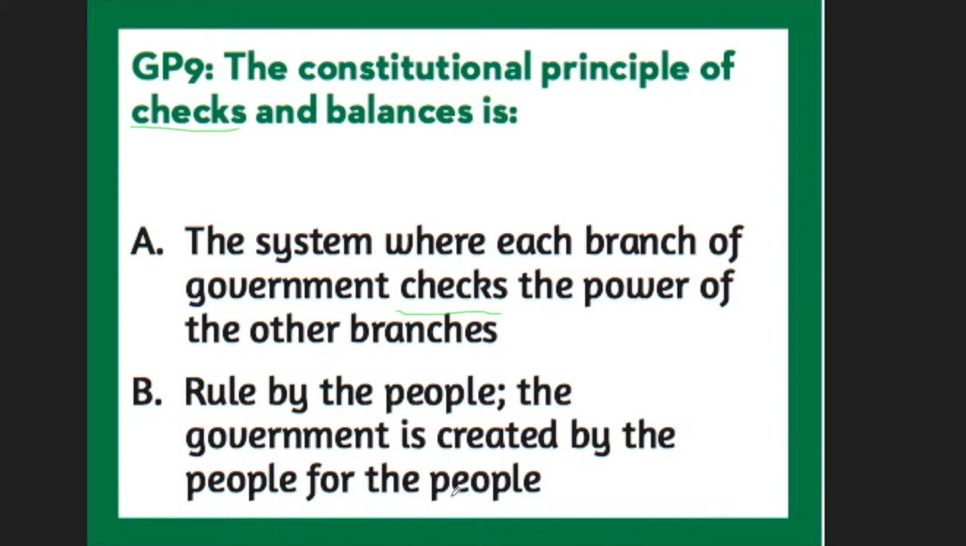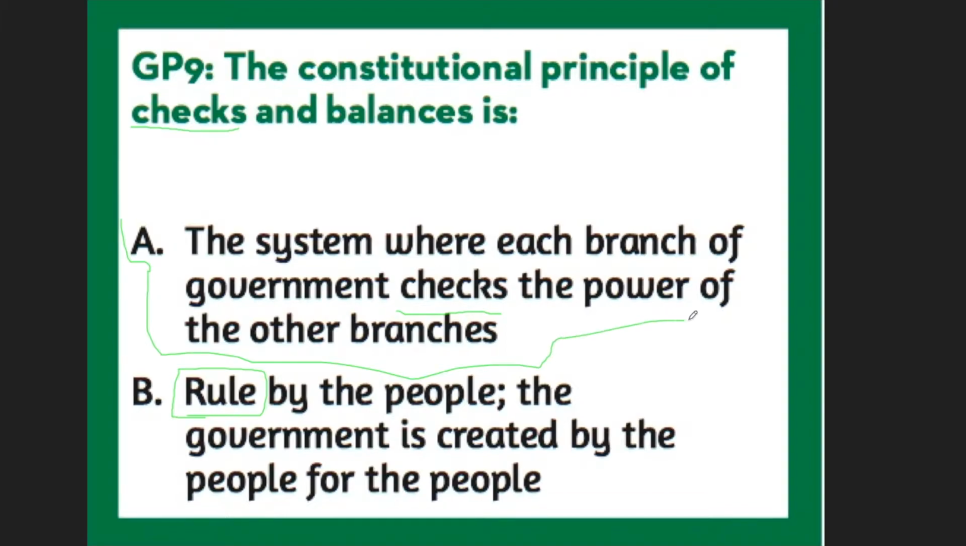We have how many branches of government? Do you remember? Good. We have 3 branches of government, and they all take care of a different aspect of government: making laws, enforcing laws, and judging laws. So if we're looking at B, we're talking about rule. Okay? But that is just one aspect of government. That's one ideal. So I'm going to say that the answer is going to be A, okay?